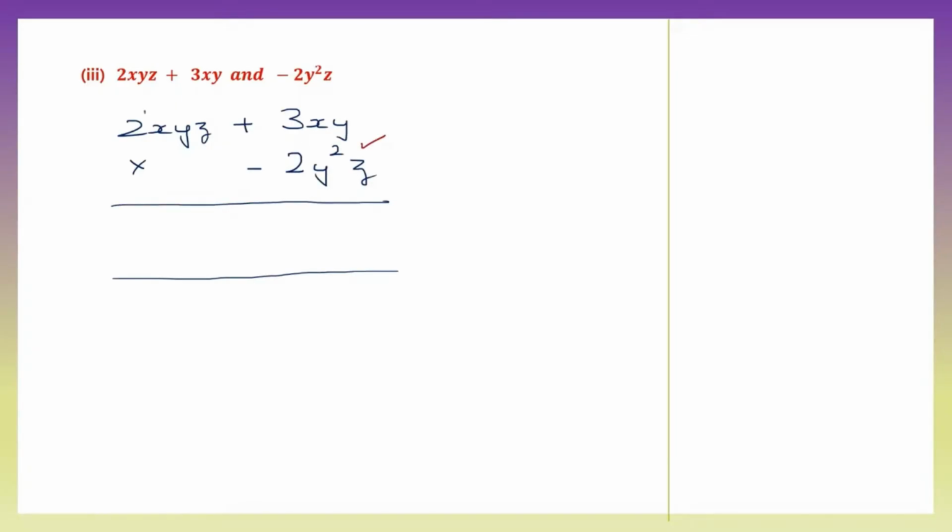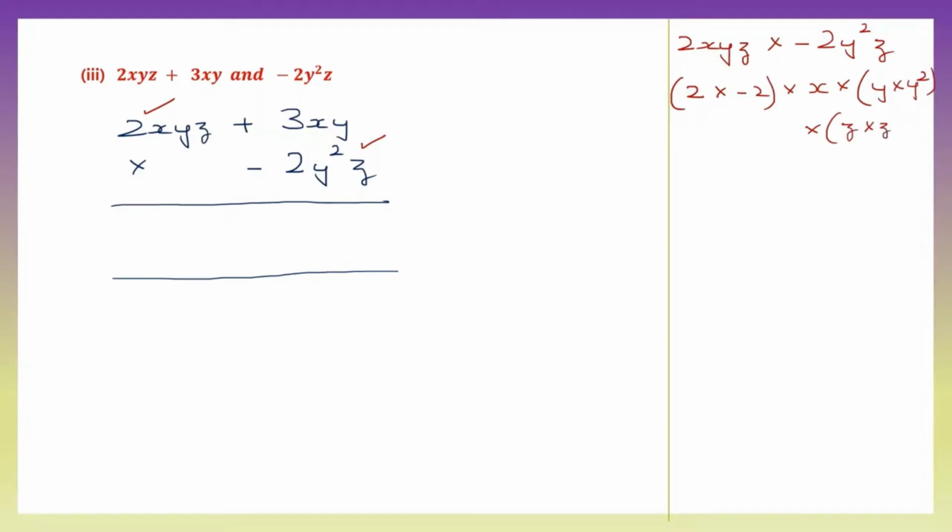Question 3. 2xyz plus 3xy, multiply this by minus 2y square z. So let's start by multiplying this and this. 2xyz into minus 2y square z. First let's take the numbers, 2 into minus 2. Then let's take the x, there's only one x. Let's take the y's, we have 1y into y square. Let's take the z. So we have 1z here and 1 on the other side.